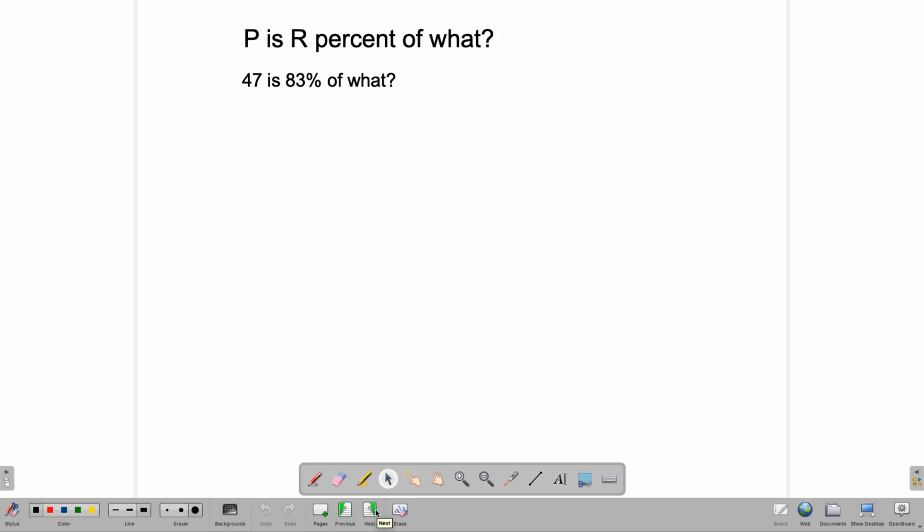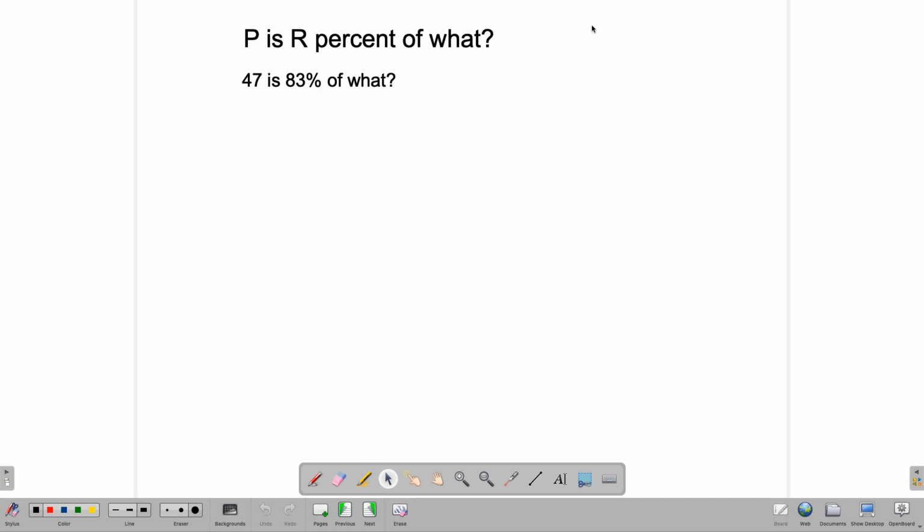Alright, so the first one is of the form P is R percent of what? So for our example, we're going to use the value 47 is 83% of what? In this problem, 47 represents the part, 83% represents R, and we're going to try to determine the what. The what in this case is the base. So to begin, the first thing we want to do is rewrite this equation.